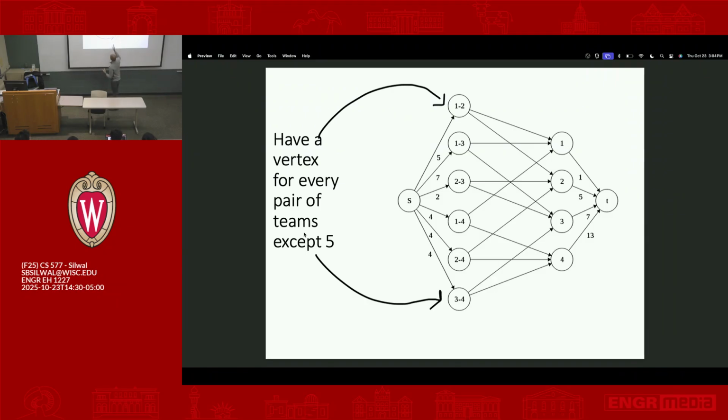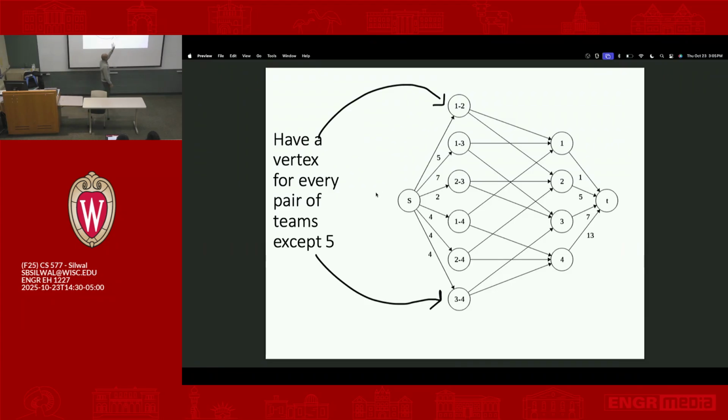And now, what are these nodes? These are not nodes of teams. These are actually nodes of pairs of teams. So there's a node for a 1-2 pair, 1-3 pair, 2-3 pair, 1-4 pair, 2-4, and a 3-4 pair. The reason is that every pair among the first 4 teams plays some number of games with each other. If you look at the table, team 1 and team 3 have 7 games left between them.